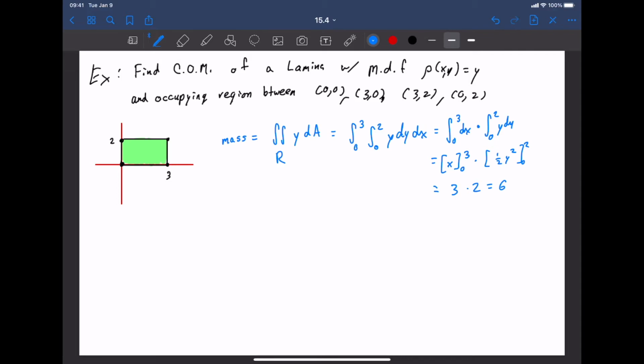Now that happens to be the area. If the mass density were 1, that would definitely be the area. If the mass density were x, I don't know for sure. But if the mass density was sine of y, would we expect the mass of this to be equal to the area? No. So please do not make silly assumptions like the mass will always be the area. It just happens to be in this example.